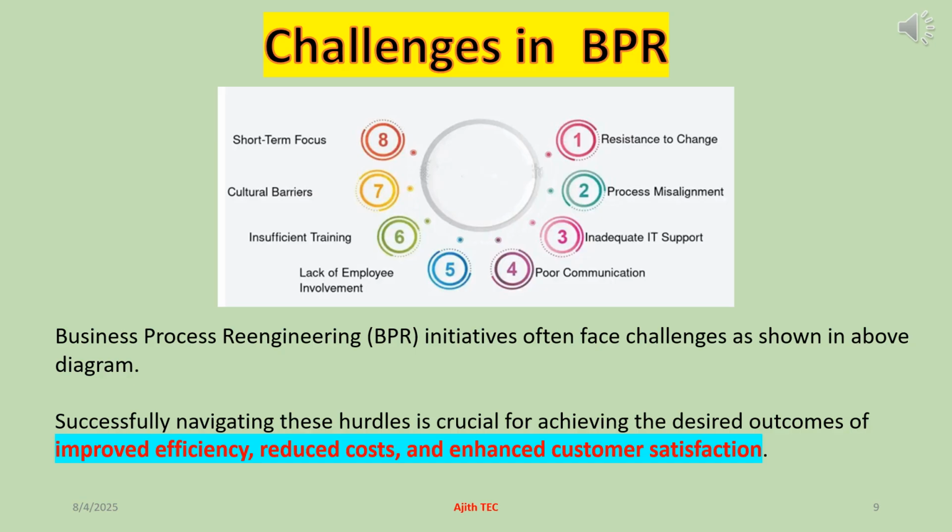Cultural barriers. Organizations need to address potential cultural resistance to change and foster a culture of innovation and continuous improvement. Short-term focus. Poorly planned BPR initiatives can lead to wasted resources and ultimately fail to deliver the desired results.